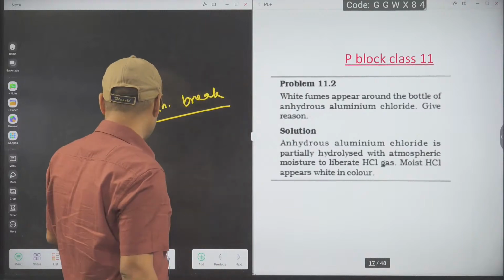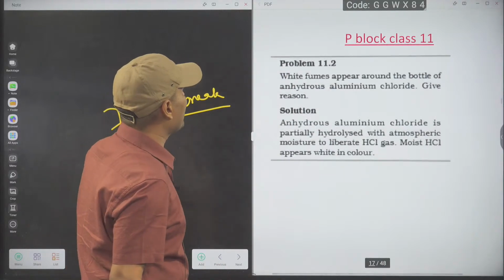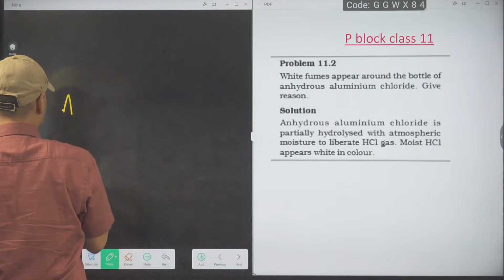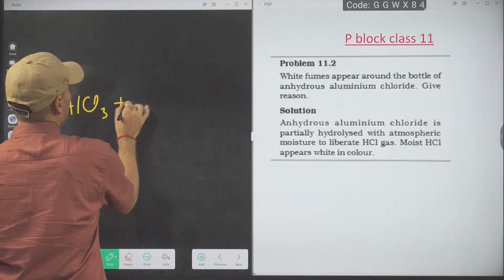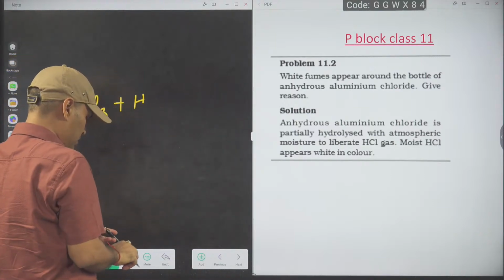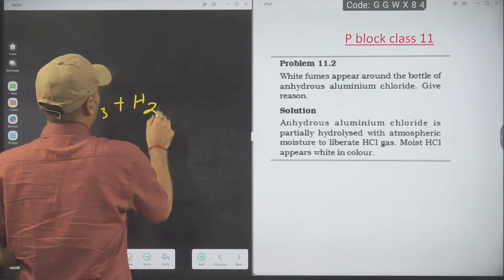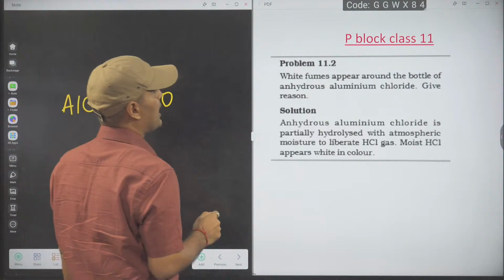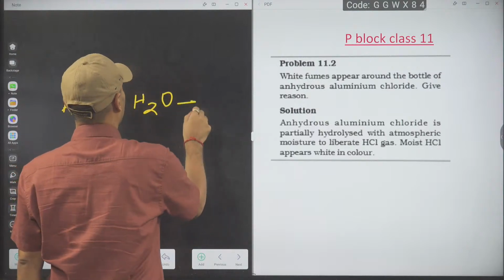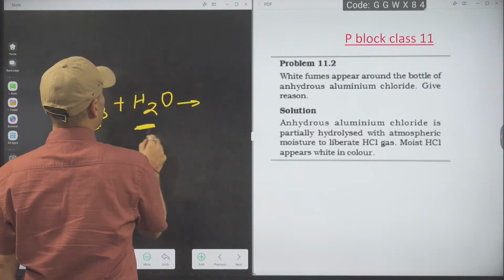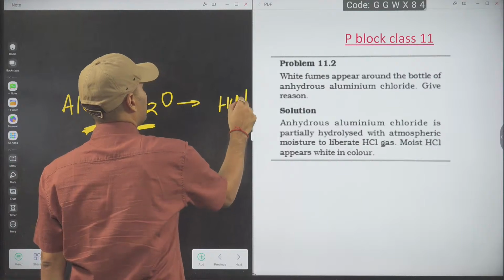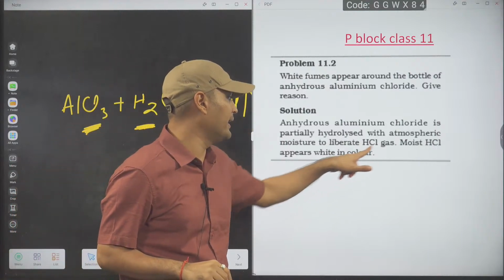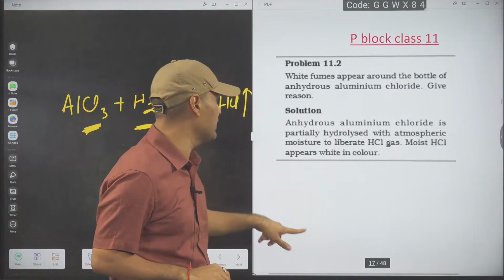Like now we will directly see the questions. They are writing, anhydrous AlCl3 is there, and you are bringing this in presence of water, moisture, then white fumes are coming. So you know Cl minus from here, H plus from here, HCl gas coming out. HCl gas appears white. Moist HCl appears white.